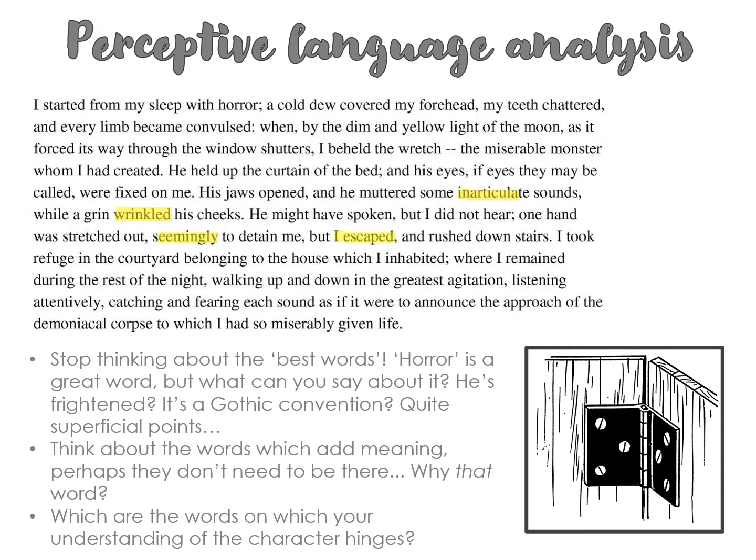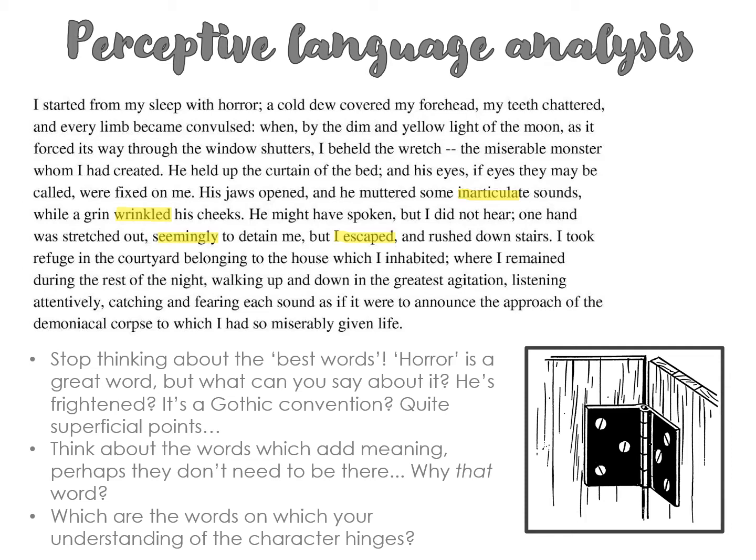So here's a very famous example of a literary text. This is an extract from Frankenstein, which I teach at GCSE, and you can see here that I've highlighted 4 words. These are not the words that students often pick out when I give them this extract to analyse. I think that's because a lot of my students are looking for the best word. Okay, so quite a lot of the time when I give students this extract, they pick out horror.